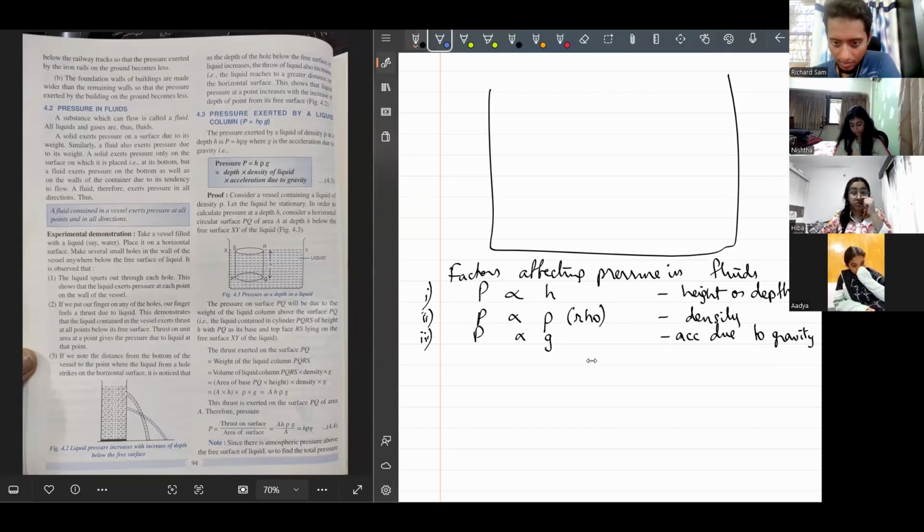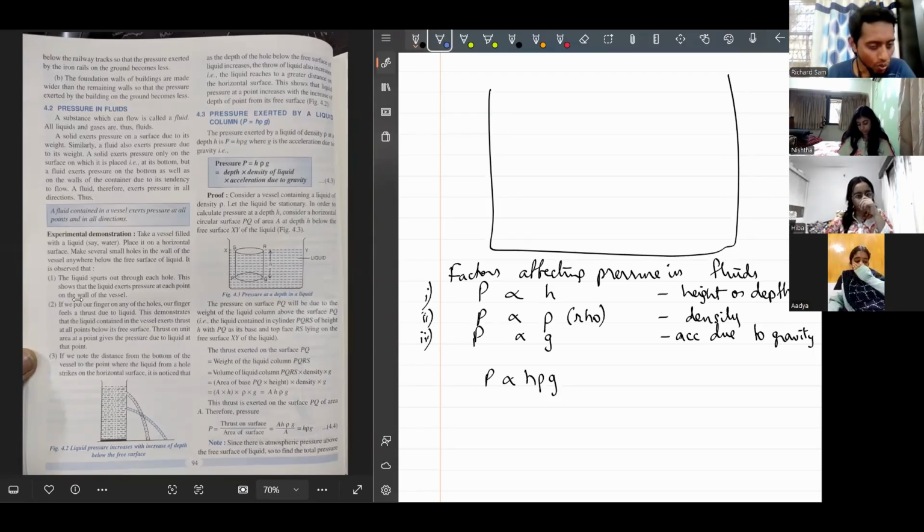Now, if you put all three of them together, we can say that pressure is directly proportional to H, rho, and G, all three. Correct? Okay, just write down these three factors affecting pressure. Write down quickly.